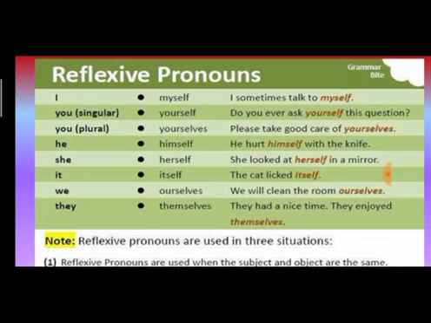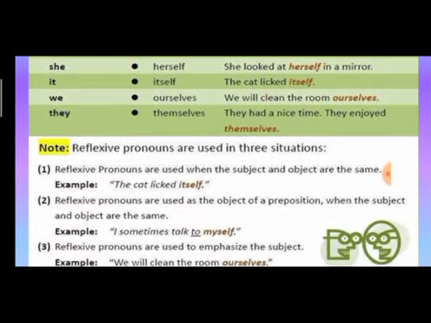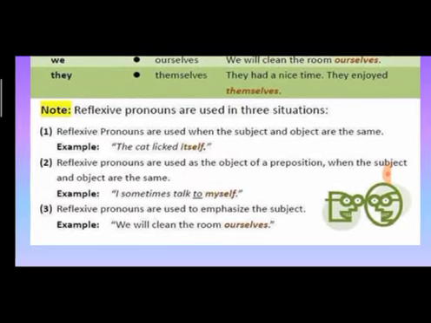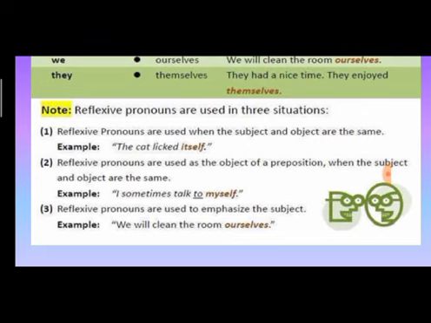They had a nice time. They enjoyed themselves. Now there is a note given to us. Reflexive pronouns are used in three situations. Which are the situations? When the subject and object are the same.